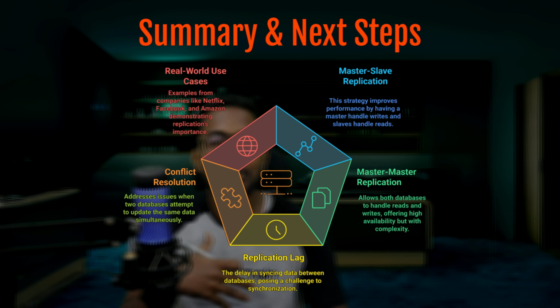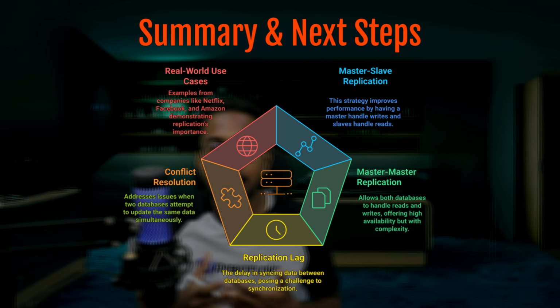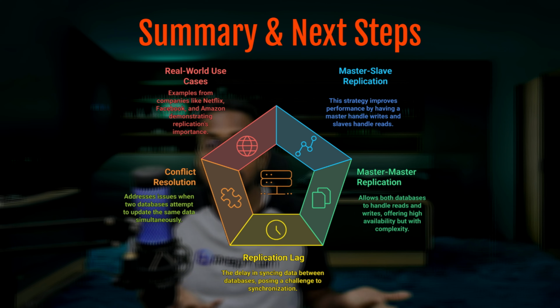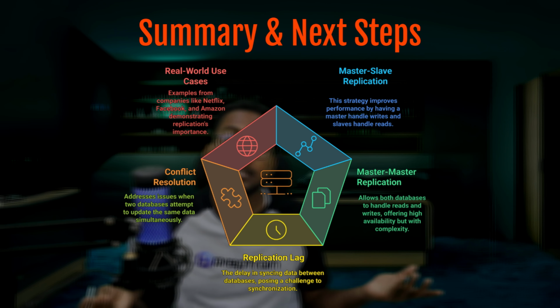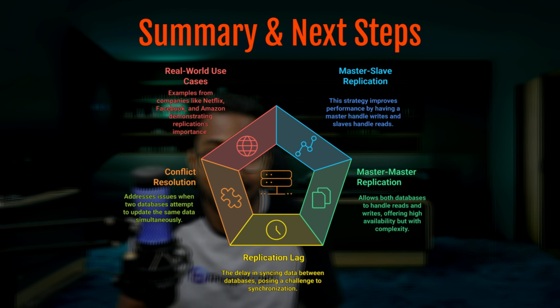We then dove into two of the most common replication strategies, master-slave and master-master replication. In master-slave replication, the master database handles all the writes while the slaves handle reads, which significantly improves performance. In contrast, master-master replication allows both databases to handle reads and writes, offering high availability and load balancing, but it comes with the added complexity of conflict resolution.